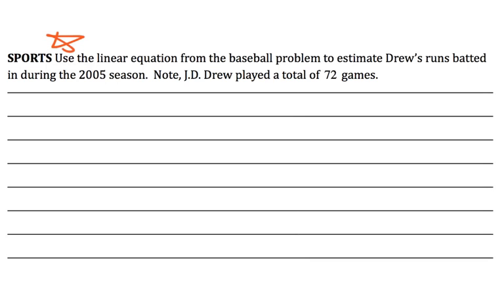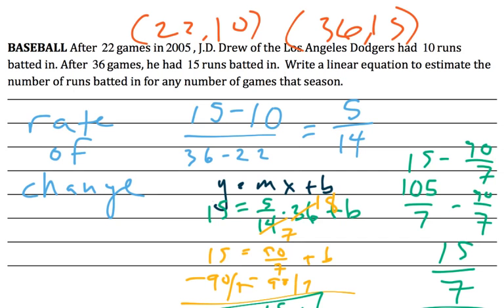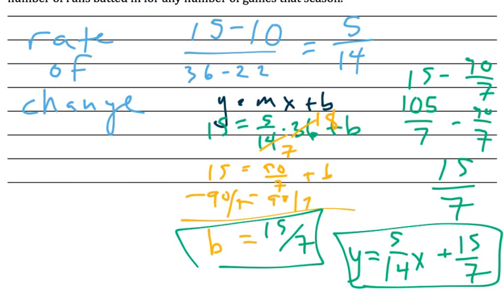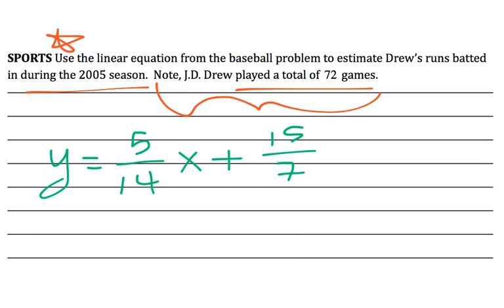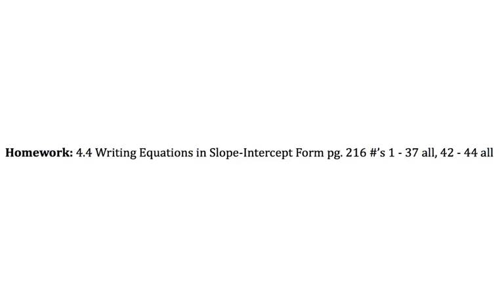Now this is a little bit strange because it jumps back to the earlier problem. So he played 72 games during the 2005 season, which means we'll be reusing 5/14 x plus 15/7. So here's 5/14 x plus 15/7. Which means, do we know this? Yes, so we'd be solving for y. That'll be an OYO problem. So hopefully this helps you with some of those word problems. See how they go.